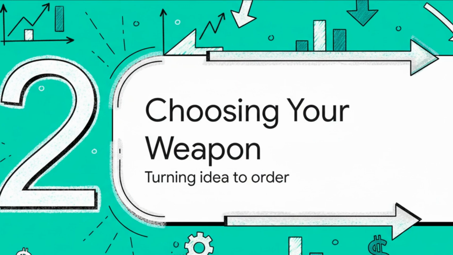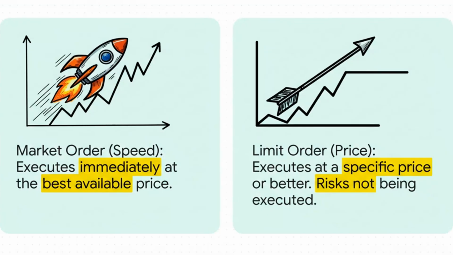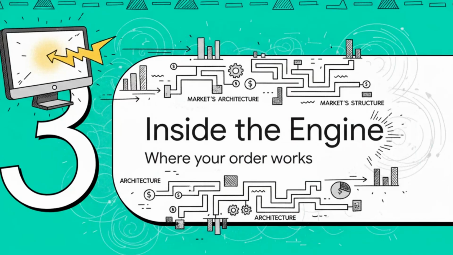Okay, so the trader has their idea. They've got their conviction. Now what? They have to turn that thought into an actual instruction that the market can understand. And that means picking the right tool for the job. And right away, they face a classic dilemma. Do you want speed or do you want price? If you want speed, you use a market order. This basically screams, get me into this trade right now. I don't care about the exact price, just get it done. But if you care more about control, you use a limit order. That says, I am only willing to buy at this specific price or better. The catch? If the price never hits your number, your order just sits there, and you might miss the trade completely.